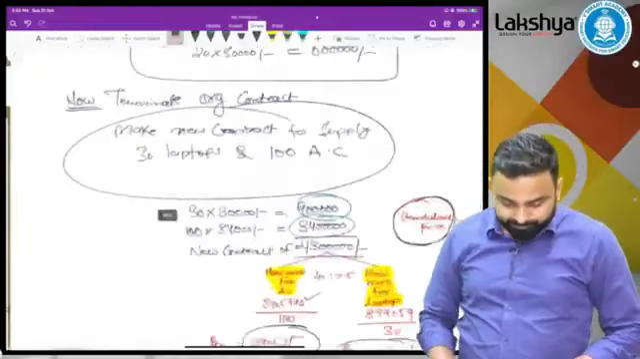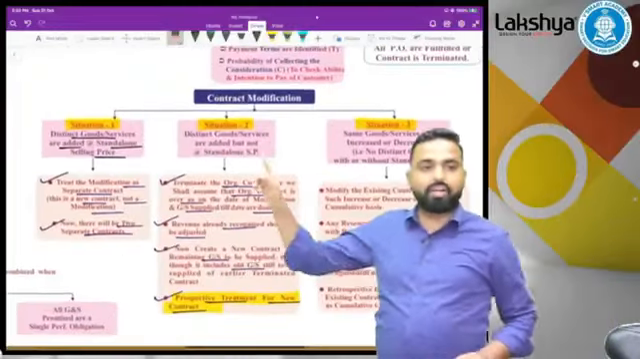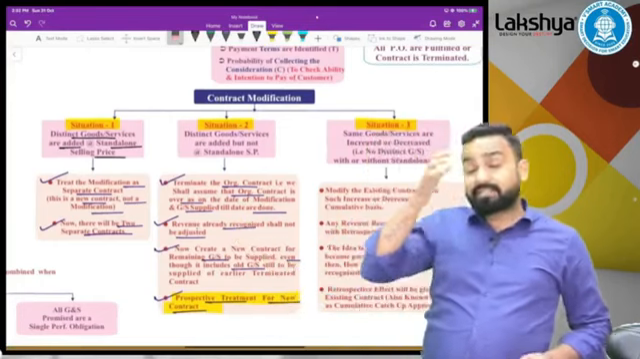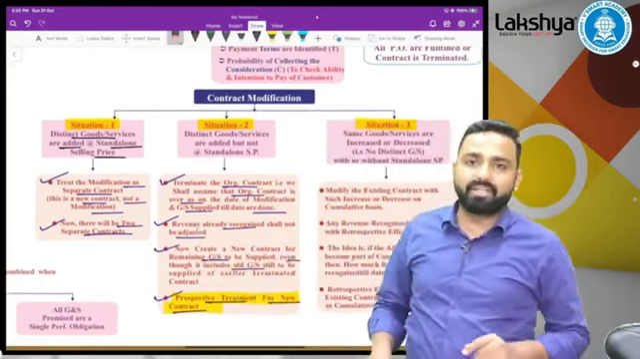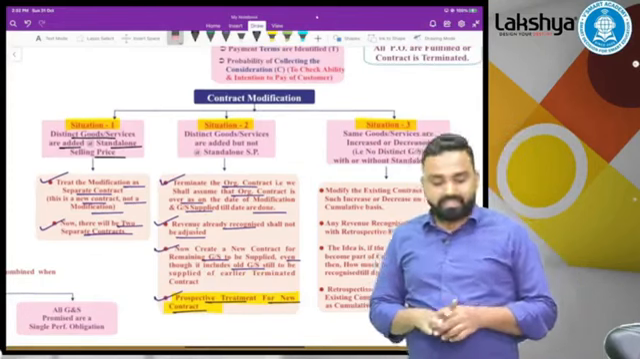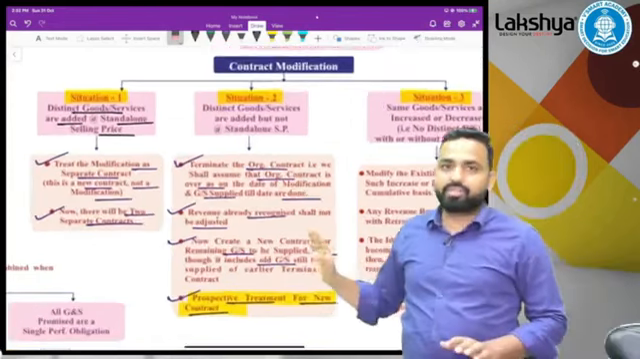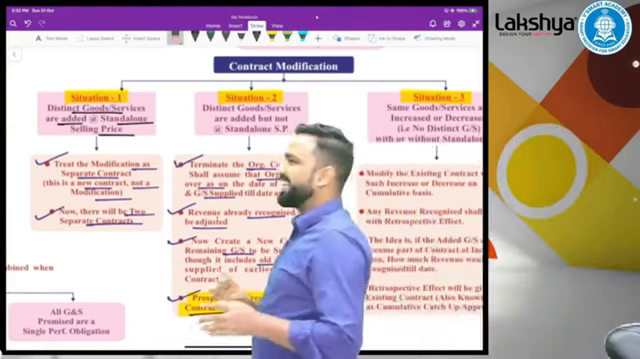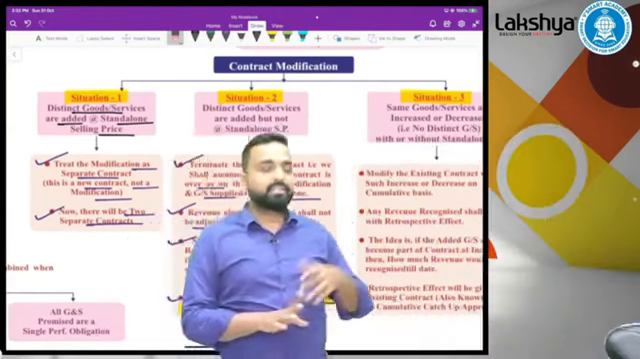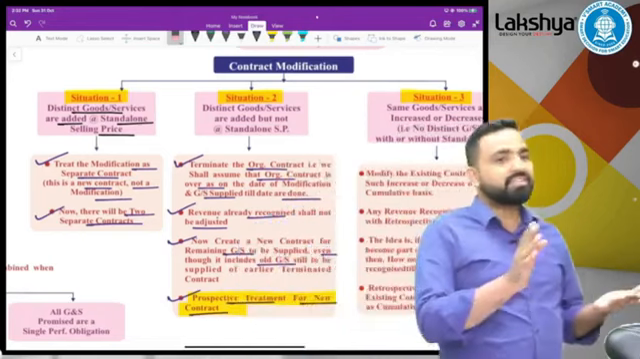All right. So this was a contract modification where distinct goods and services were added but not at standalone selling price. The standalone selling price was affected. So these are the two situations. Situation 1 was very simple. Situation 2, yes, situation 2 was very interesting. Distinct goods and services were added but not at standalone selling price.